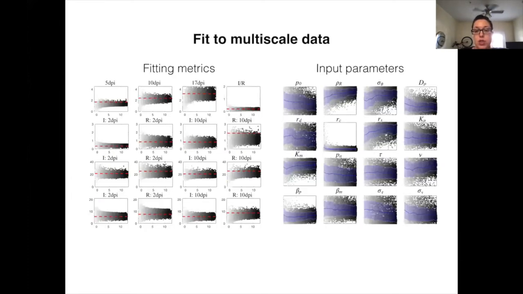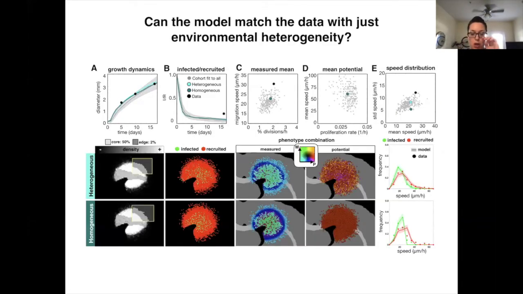Let's see. So the next thing that we did is not just fit to the size dynamics, but fit to all of the metrics. And you can see there are a lot more changes in the input parameters over each iteration. So that x-axis is the iteration. I don't think I said that before, but you can see how they change over time. And what we get is a much more narrow group of simulations that actually fit these metrics.